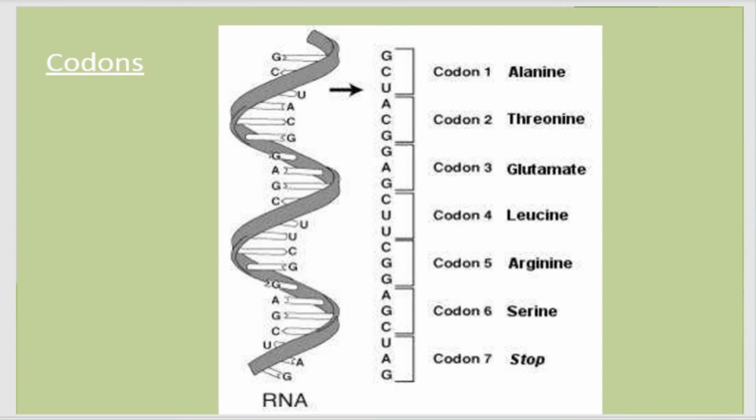Okay, so let us see another example. For example, this codon 1, wherein the coding is GCU, will produce a type of amino acid called alanine. ACG, on the other hand, pertaining to codon number 2, will produce the amino acid called threonine. And this codon 3, wherein the code is GAG, will result in the production of the amino acid called glutamate.